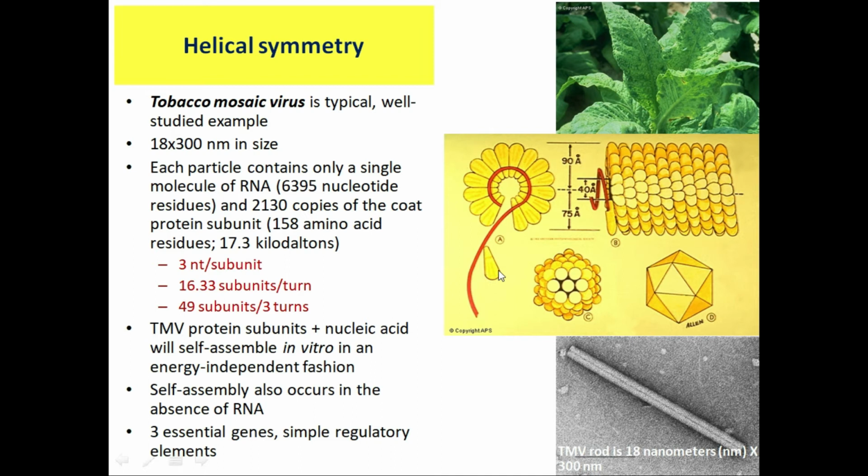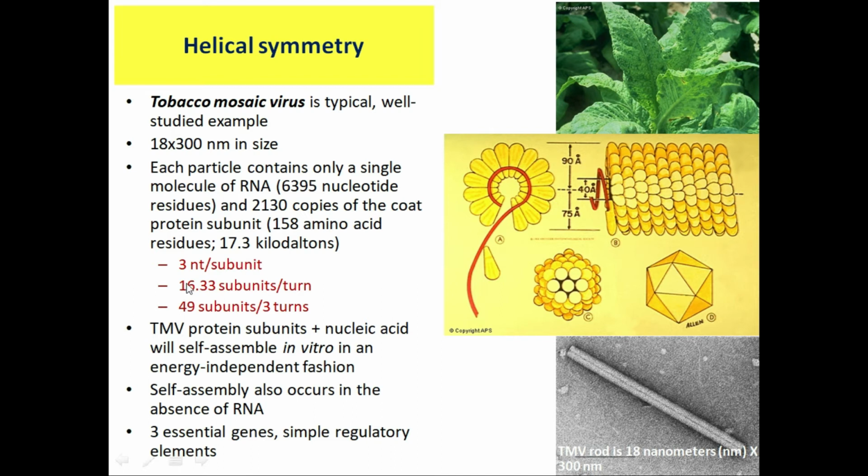So this capsomere, since it is a protein molecule, it will have a chain of amino acids. And how many amino acids constitute this protein molecule? It is 158 amino acid molecules. And the size of this protein molecule is 17.3 kilodaltons. Now see here, the nucleic acid molecule is arranged properly in interaction with the protein molecules.